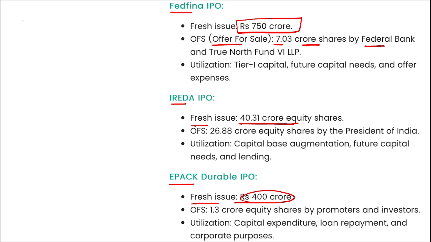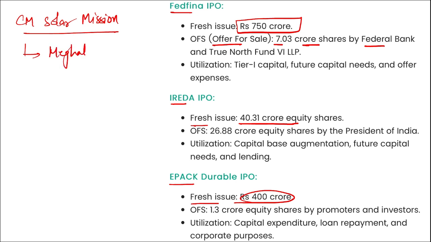Then next tell me, CM Solar Mission. This CM Solar Mission is of which state? Correct, it was launched by Meghalaya. Then which state has approved the establishment of a new spaceport? A new spaceport is being developed in which state? It is being developed in Tamil Nadu.